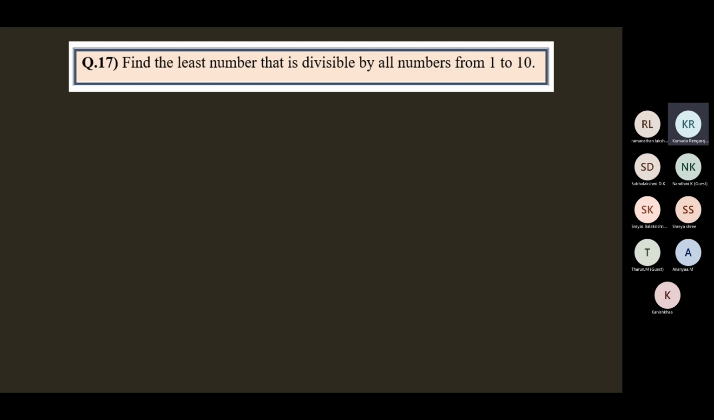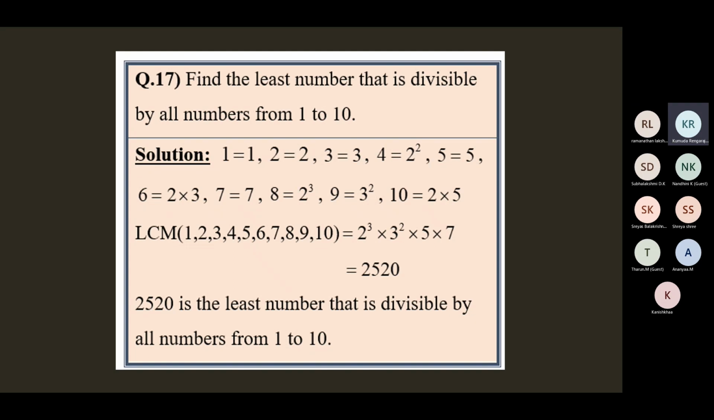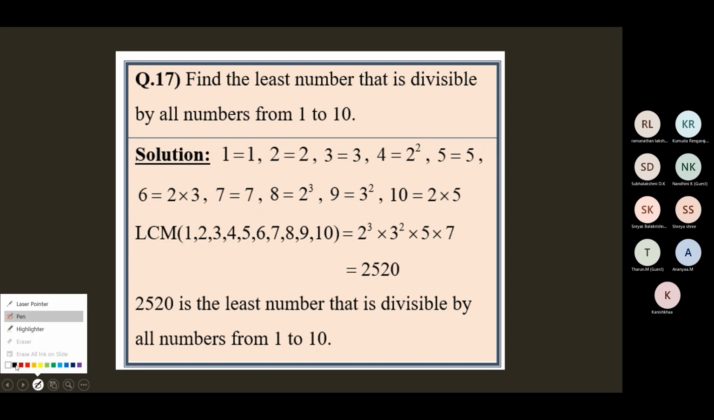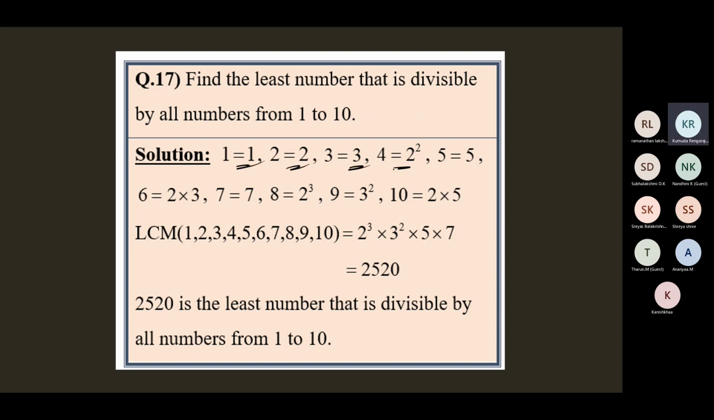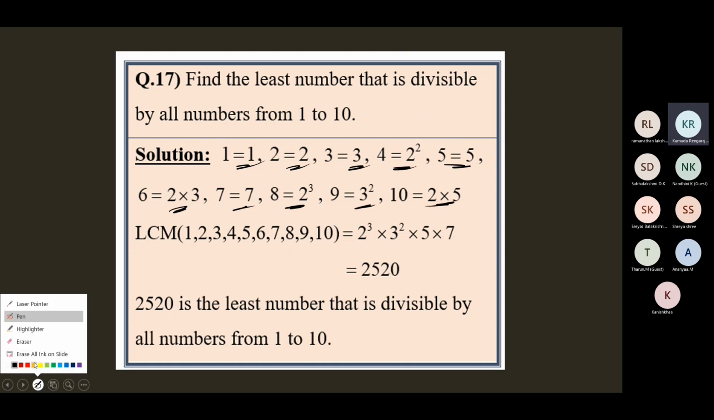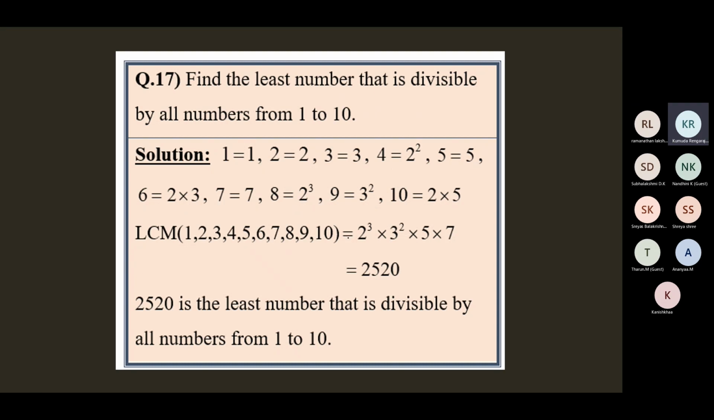Find the least number that's divisible by all numbers from 1 to 10. So just find the factors of all the numbers. 1 is just 1, 2 is 2, 3 is 3, 4 is 2 squared, 6 is 2 into 3, 8 is 2 cubed, 9 is 3 squared, 10 is 2 into 5. So you should find the LCM of all these numbers 1, 2, 3, 4, 5, 6, 7, 8, 9, 10.